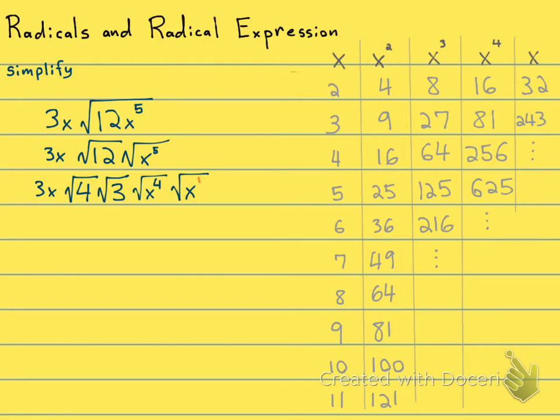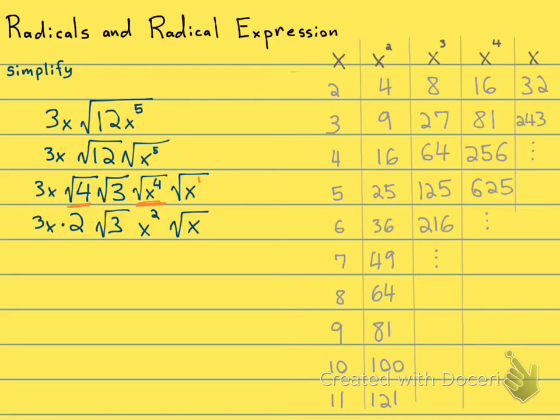Now I can simplify these two that are underlined in orange. Okay, I'll bring down my 3x. What is the square root of 4? 2. Square root of 3 drops down. What is the square root of x to the 4th? X squared. And then the square root of x.